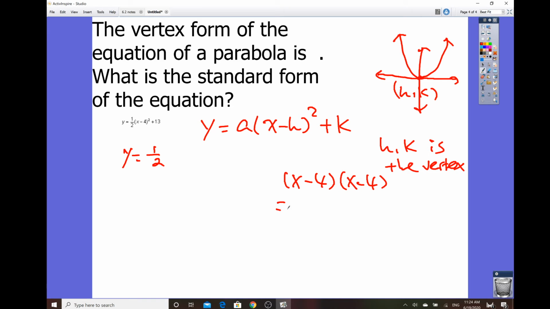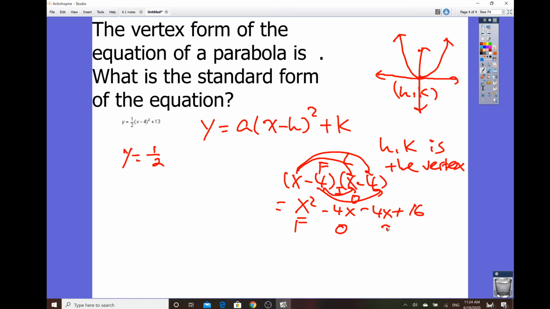Which means that I can FOIL. FOIL means you do first, outside, inside, and then last. So x times x, the first term, is x squared. x times negative 4 is negative 4x, that's the outside term. And then the inside term is also negative 4x, negative 4 times x. And then the last term is negative 4 times negative 4, which is 16.